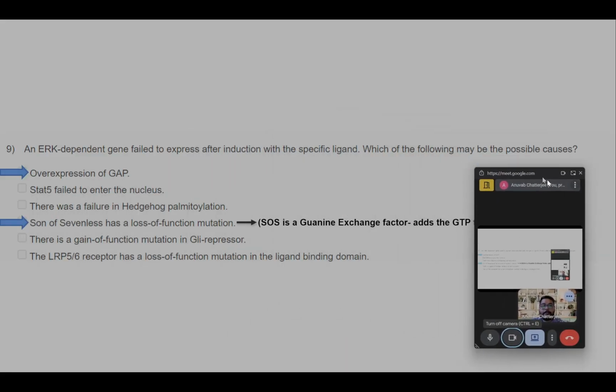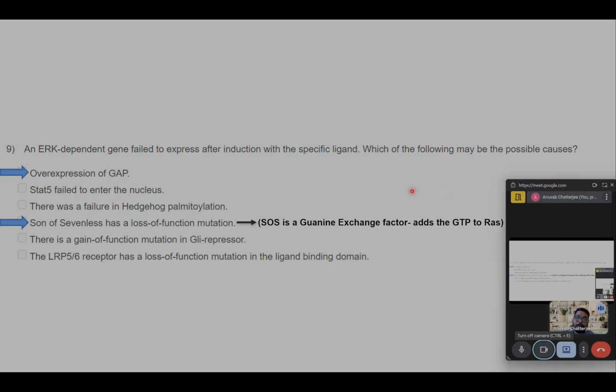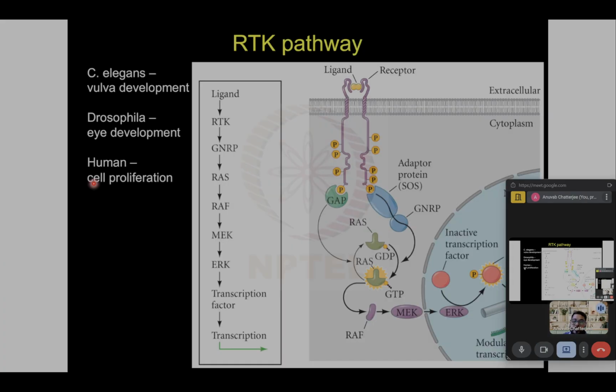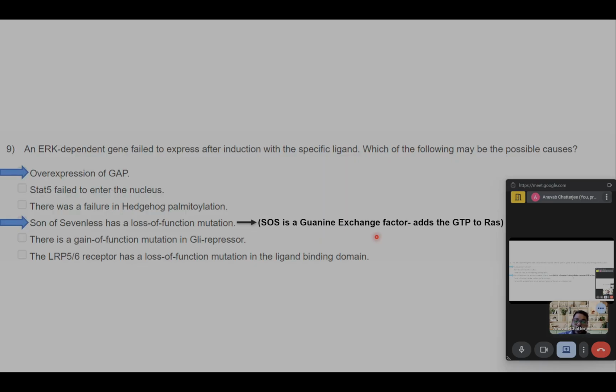So what might be the possible causes of an ERK dependent gene to fail to express? Overexpression of GAP, as we have discussed earlier as well, could be a reason, because more GAP means that the RAS GTP gets hydrolyzed to the inactive RAS GDP, and thus you never have active signaling. Or the Son of Sevenless has a loss of function mutation.